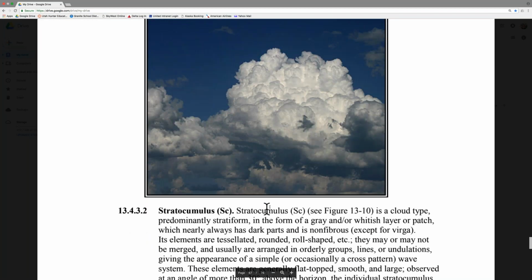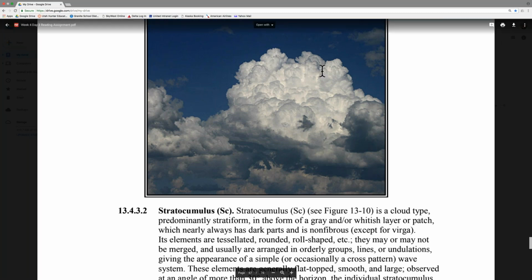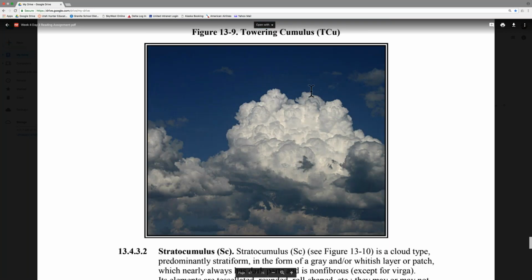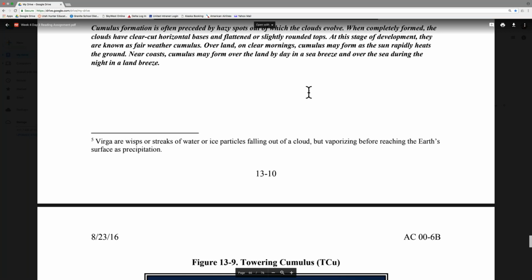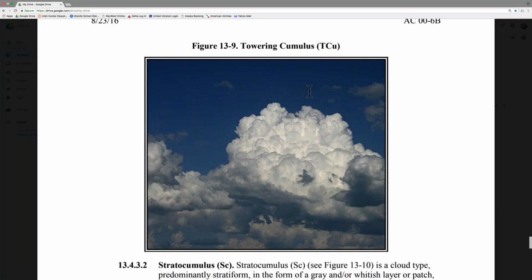The towering cumulus has three stages. You've got your cumulus stage, your mature stage, and then your dissipating stage. So as these clouds form, these are indicative of a thunderstorm forming, right? These are typically seen when a thunderstorm is developing.